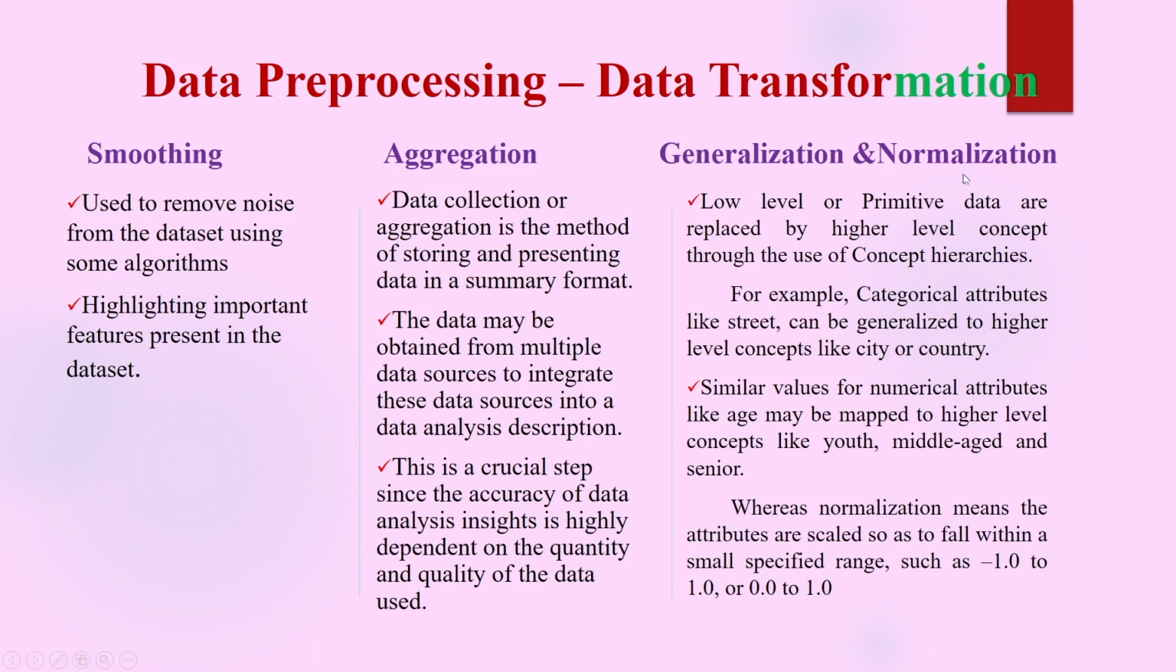In data generalization and normalization, low level or primitive data are replaced by a high level concept, which is called concept hierarchies. For example, categories of attributes like street, province, region have to be categorized into the top level. Similarly, values for numerical attributes like age can also be mapped to a higher level concept like youth, middle age or senior citizens. And normalization means that we normalize the data to a similar range, either -1 to +1 or 0 to 1.